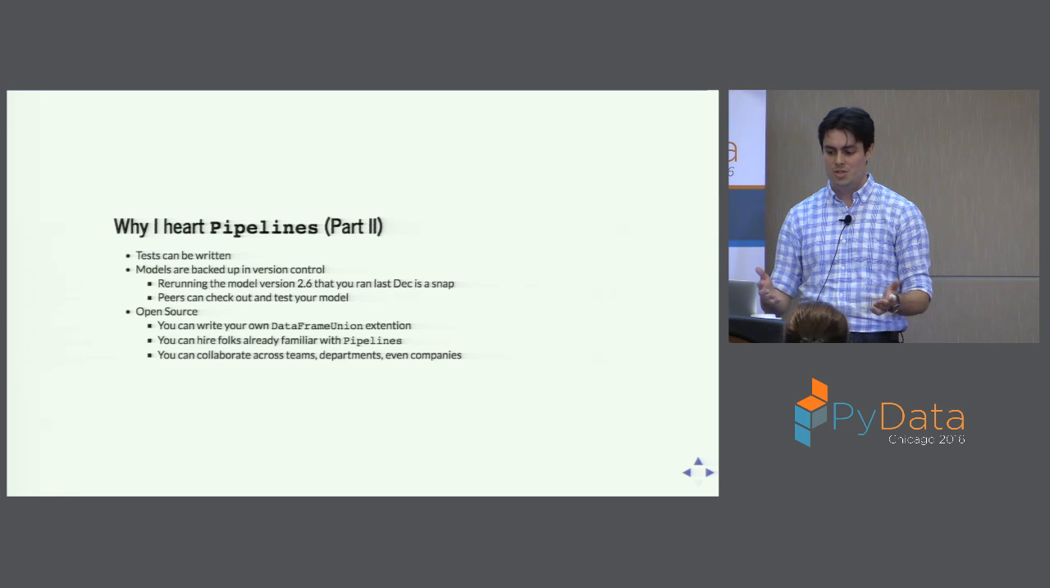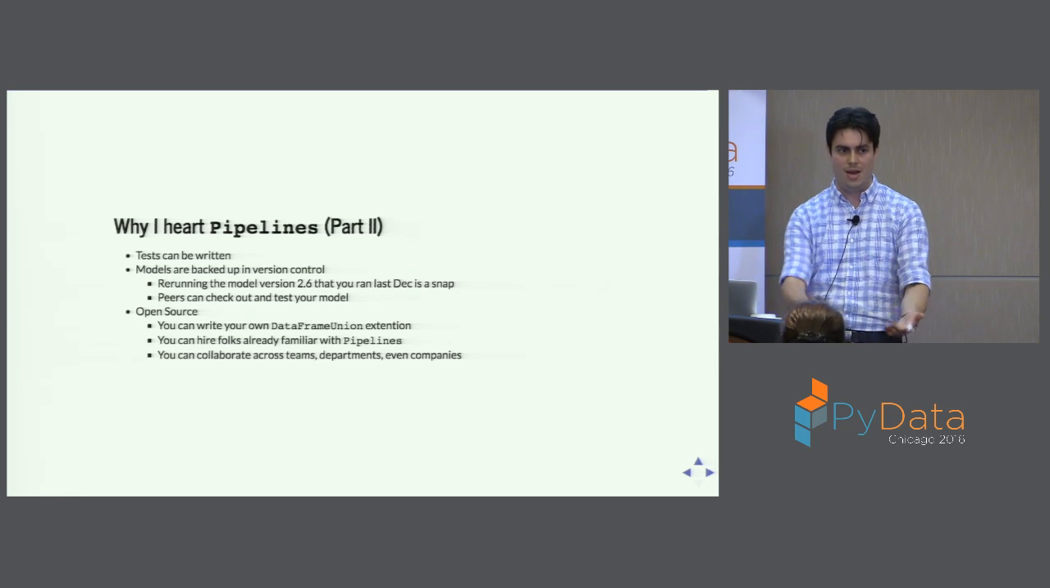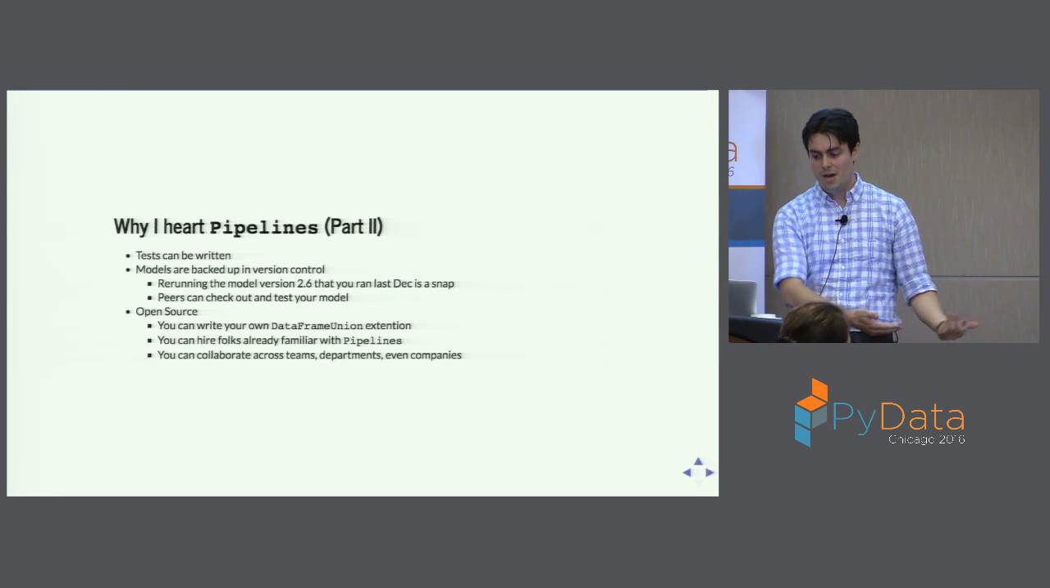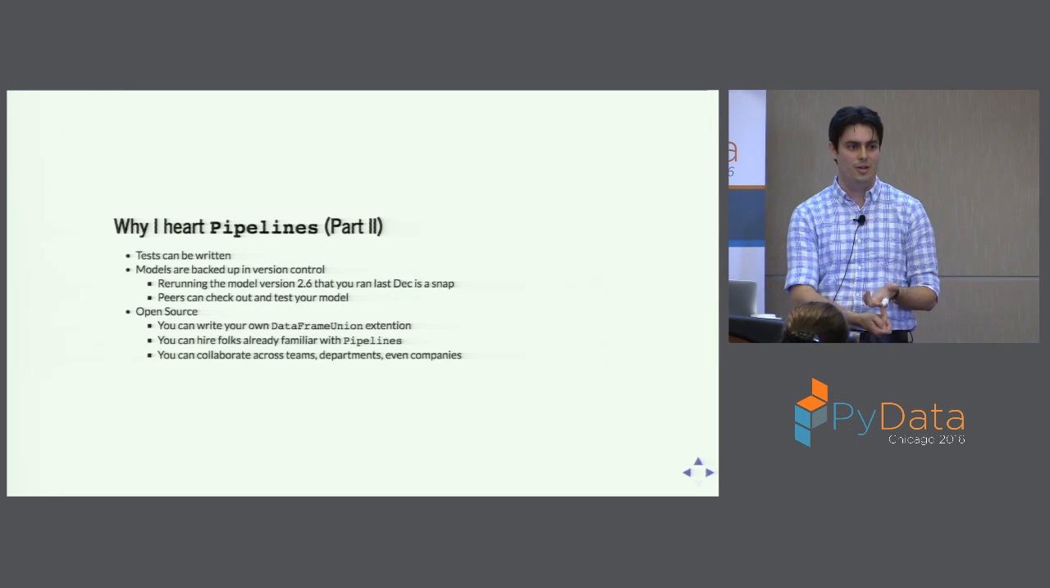Cool. Open source is really cool. This applies to all kinds of open source things. You can write your own extensions, like I did with this data frame union, right? I can see the source code, I can read it, I can adapt it, and now I've got my own little thing. You can hire people who are already familiar with pipelines.